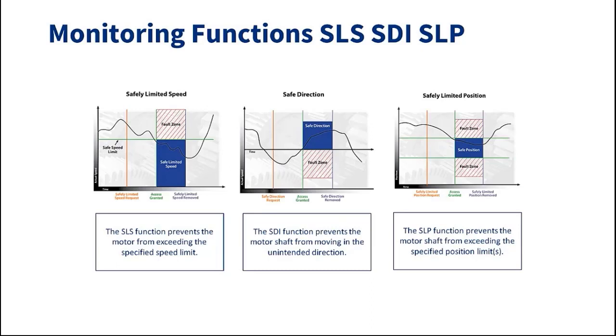Safe direction, same type of thing. We can keep it within one direction and not another, so that if it changes direction for any reason, we can immediately stop the machine. Lastly, safe limited position allows us to keep our position within a window and make sure that we don't get outside of that. This would require a homing routine at the beginning of every startup for the safety PLC to physically find its home position and maintain its position values. We can't use an absolute encoder because of functionality of the safety. Safety analysis would require us to home every time.